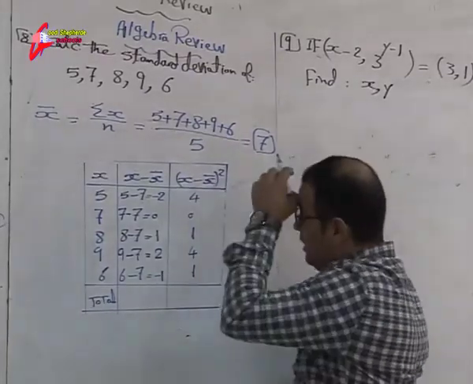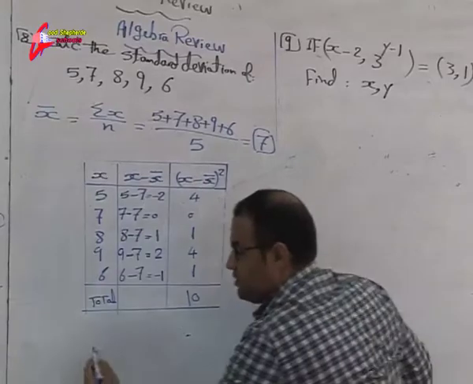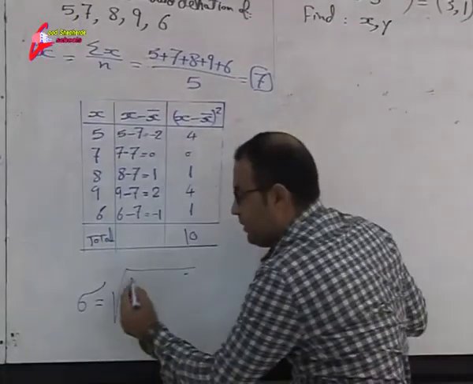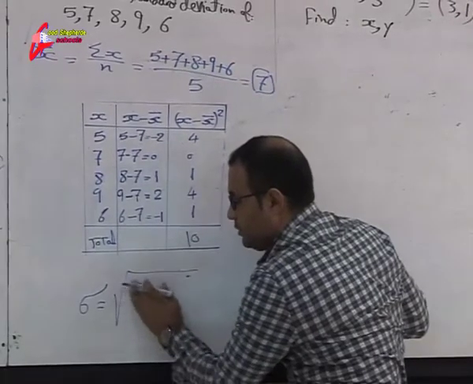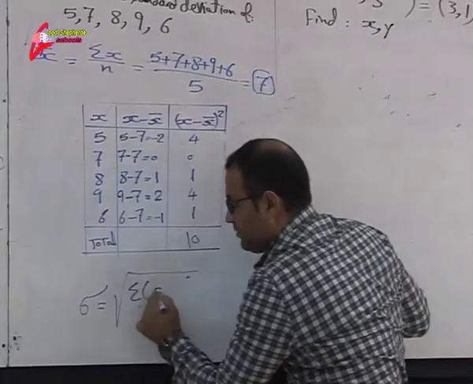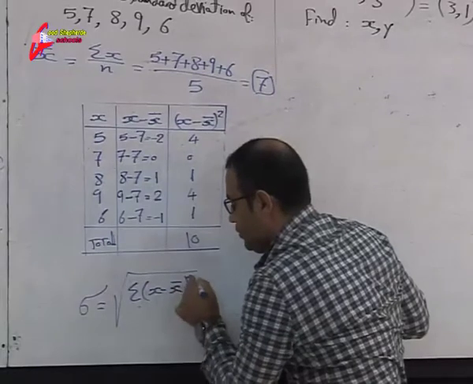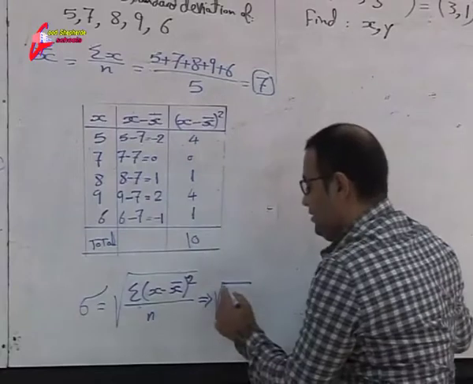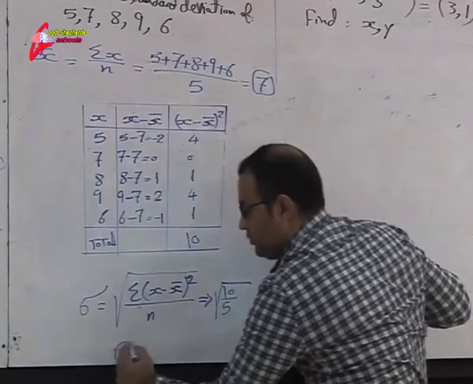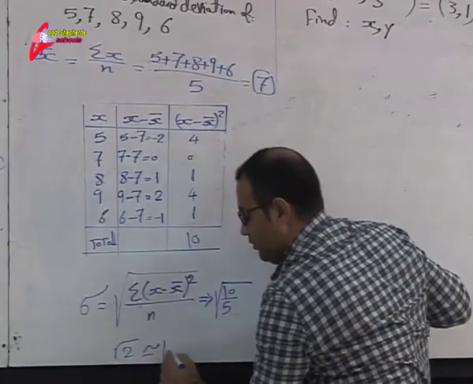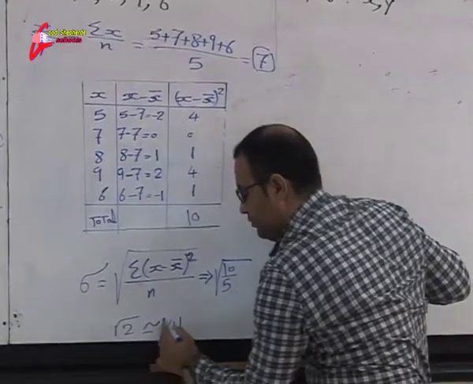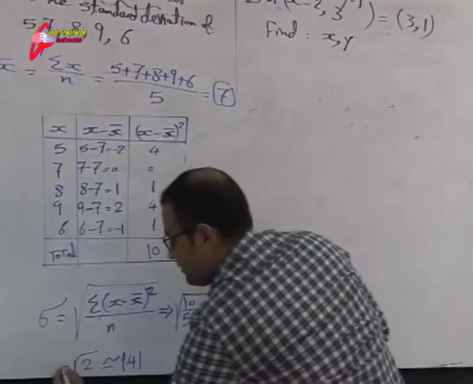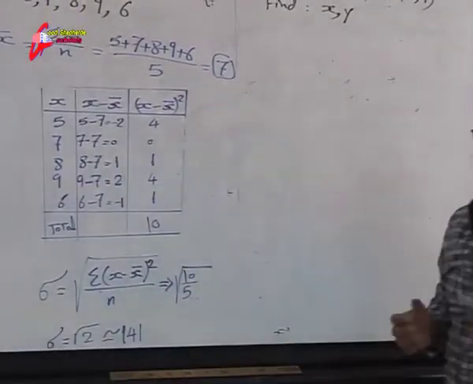It will be 10. Here is standard deviation equals root. Don't forget to write the rule. The root of summation x minus x bar power 2 over n. Okay, so root 10 over 5, root 2, approximately 1.41. This is a standard deviation. Okay, this is sigma, sigma or standard deviation.